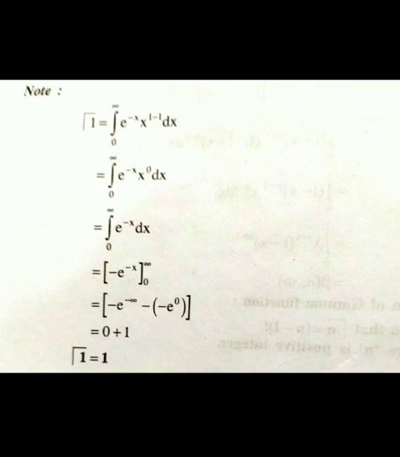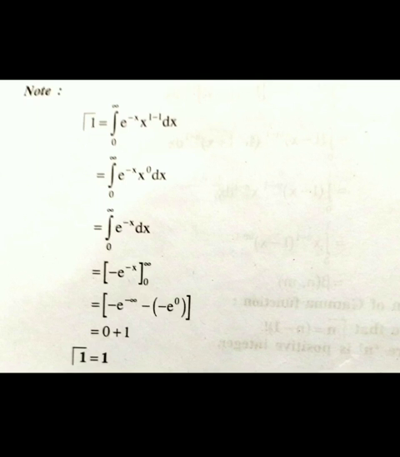Then 1 minus 1 is 0. We get the integration 0 to infinity e raised to minus x, x raised to 0, into dx. x raised to 0 is 1. Then we get what? Integration 0 to infinity e raised to minus x into dx. Then what is the integration of e raised to minus x? That is e raised to minus x divided by minus 1. I am taking the minus in the numerator, that is minus e raised to minus x. Apply the limit. First apply the upper limit infinity. We get minus e raised to minus infinity, minus of minus e raised to x power, the x value is 0.